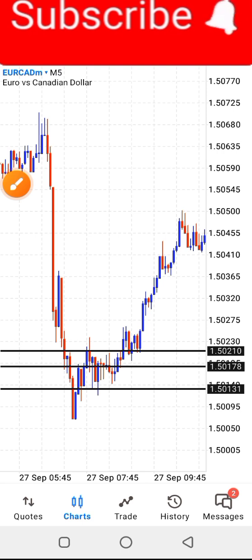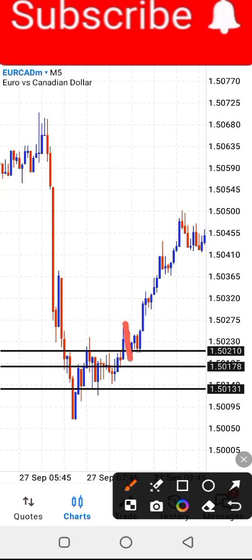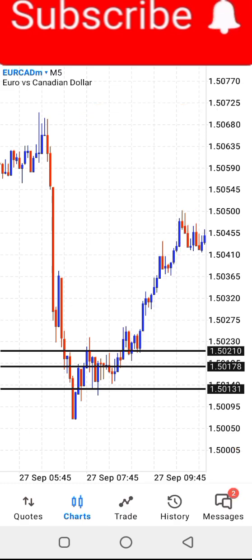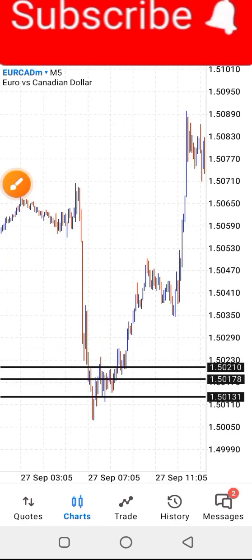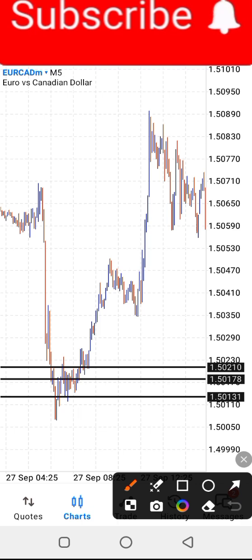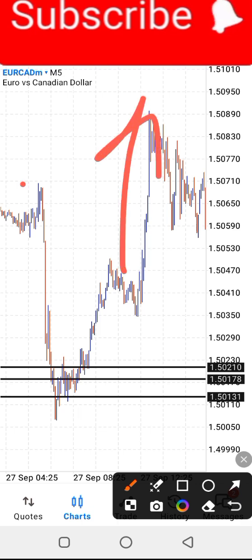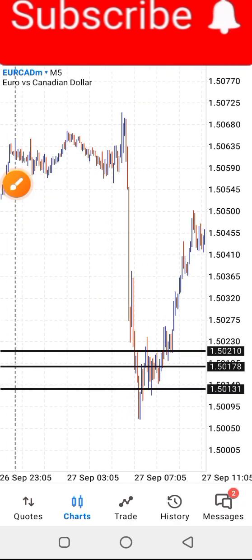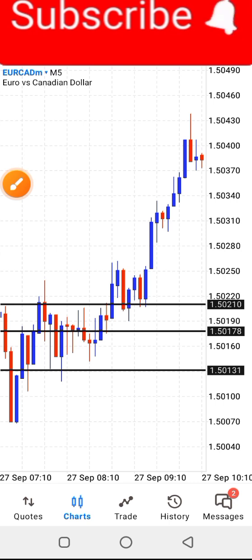So price did what? Price returned to the demand zone and pushed up. Then you can target opposing liquidity, and you can see the way price pushed up, taking out all the opposing liquidity up here. So that will help you have a smaller stop loss.